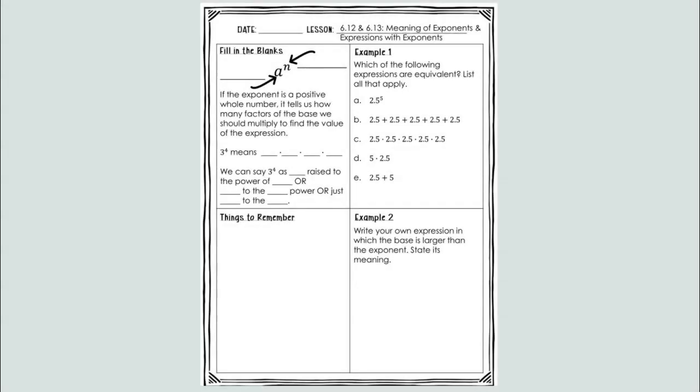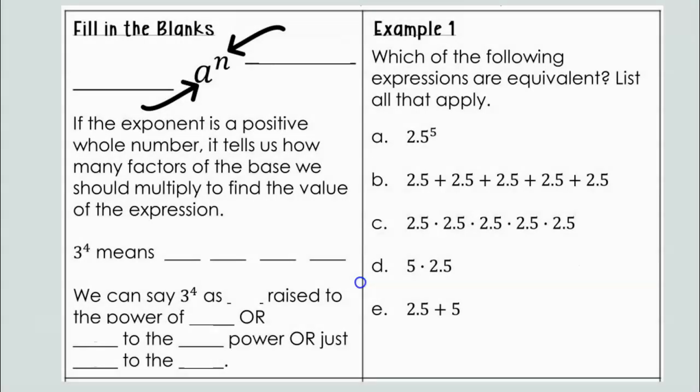Our next page is 6.12 and 6.13, meaning of exponents and expressions with exponents. We're going to fill in the blank. The A is our base. The N is our exponent. Remember, together they make a power.